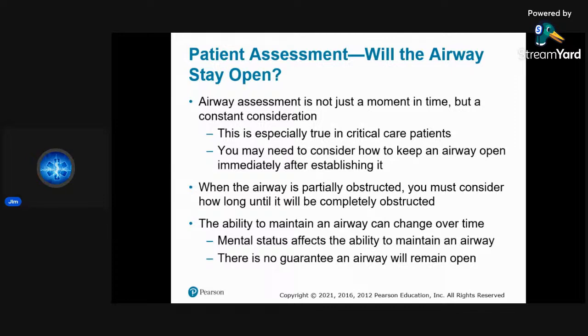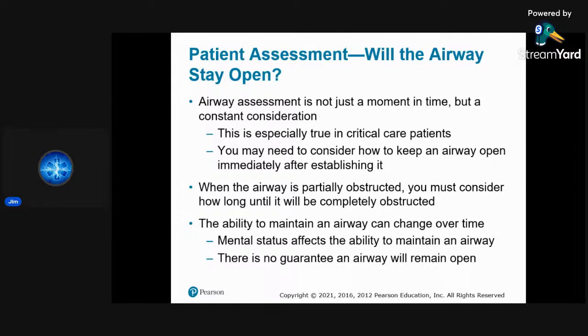Again, it's not just a one and done thing. It's a constant consideration. That's especially true in critical patients. You may need to consider how to keep an airway open immediately after establishing it. So you may have to figure out, how am I going to keep this open? And if you have a partially obstructed airway, you must be considering, how long is this going to be before it turns into a total obstruction or completely obstructed airway?